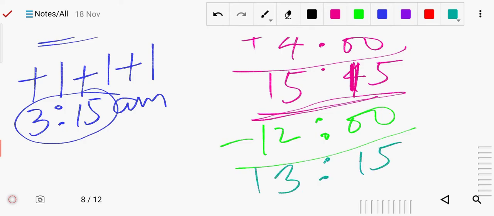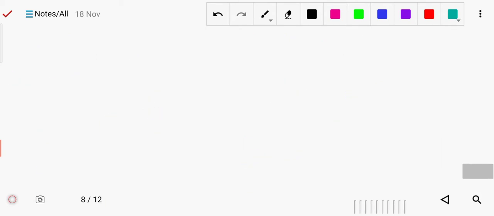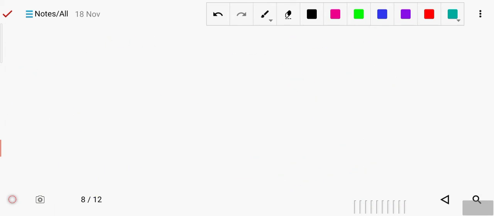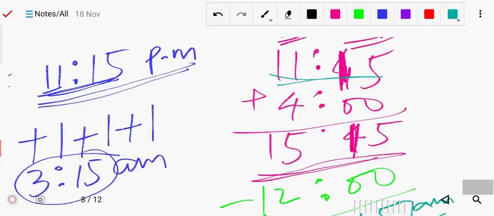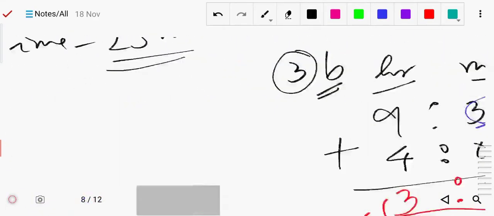So this is your 3. So now this is your AM. Because this 15 is changed, because here actually this 11:15 was the PM. So now next it will be the AM. So likewise you can do these methods one by one, like plus 1 hour, plus 1 hour, you can do it in this way also.